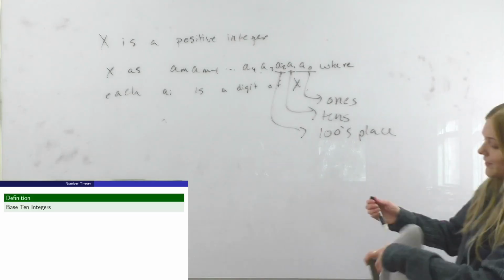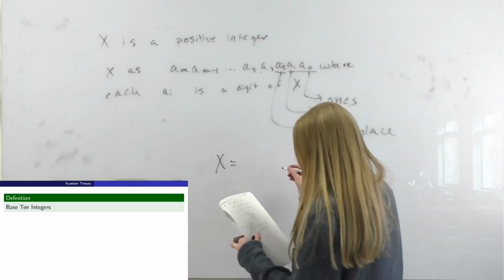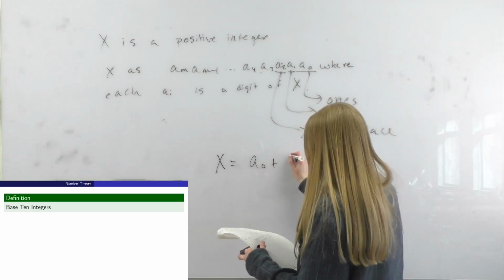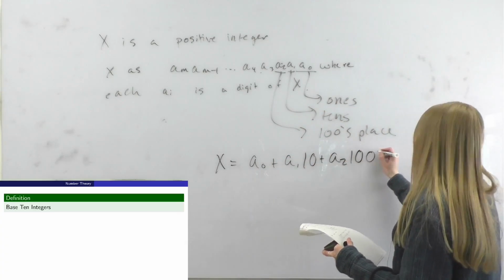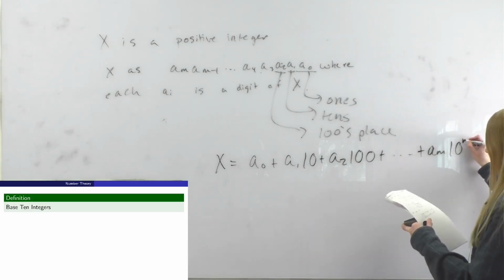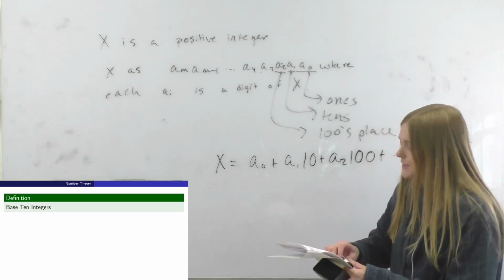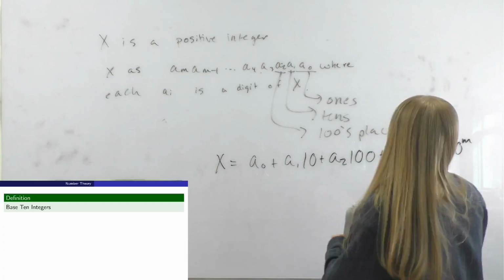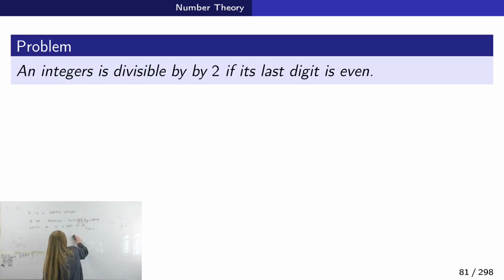New marker. Okay, so we can write x to be a_0 plus a_1 times 10 plus a_2 times 100 plus dot dot dot plus a_m times 10 to the m. Cool. Erase. And now we can get to the divisibility rules. I'm not going to cover one. We're going to start with two.